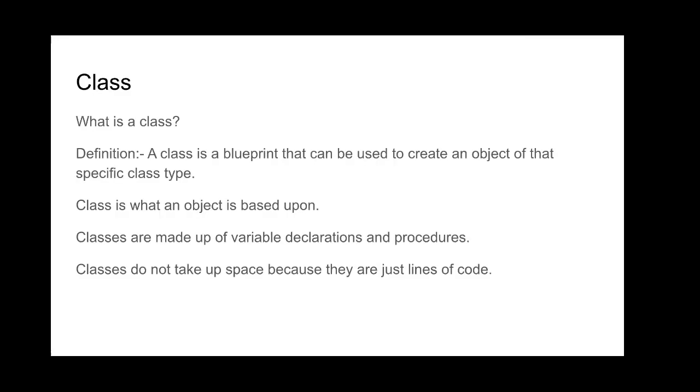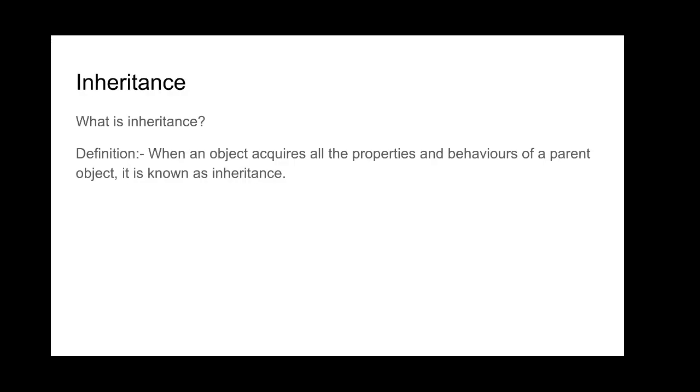Class. What is a class? A class is a blueprint which the object has to follow to be considered an object of that class type. Inheritance. Inheritance is acquiring properties and behavior of a parent object. For example, you could consider yourself. You might have similar characteristics to your parents, like skin color, hair color, eye color, etc.